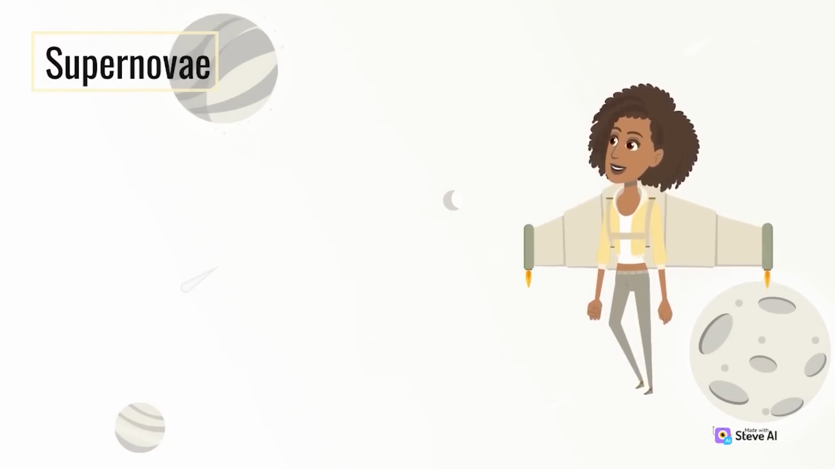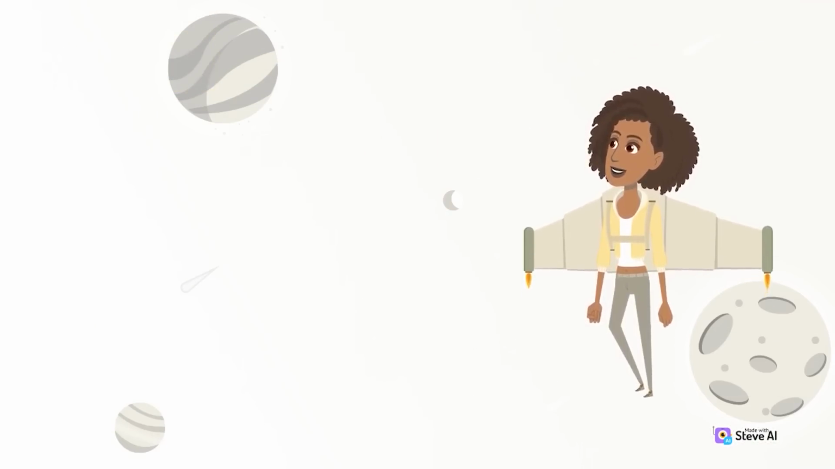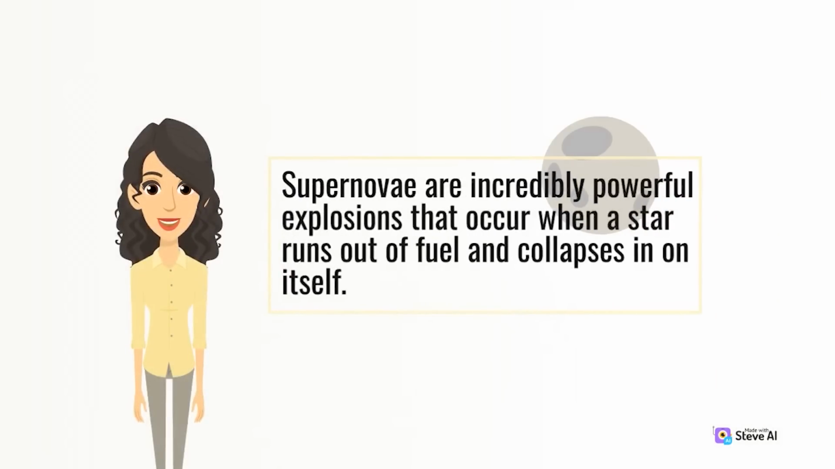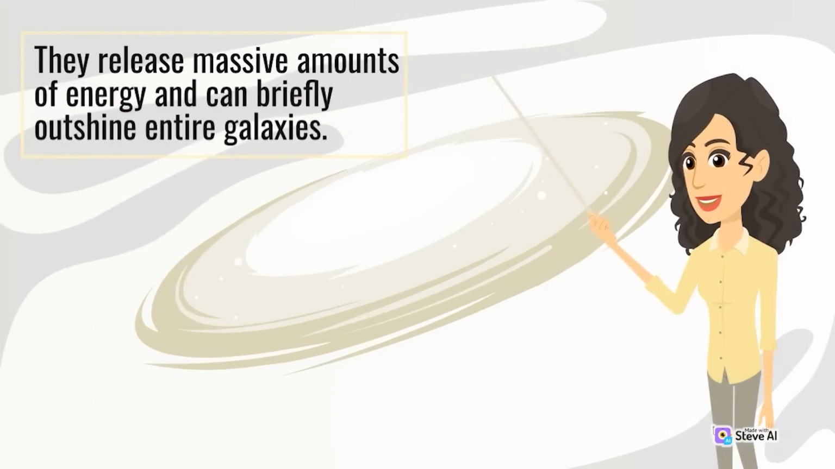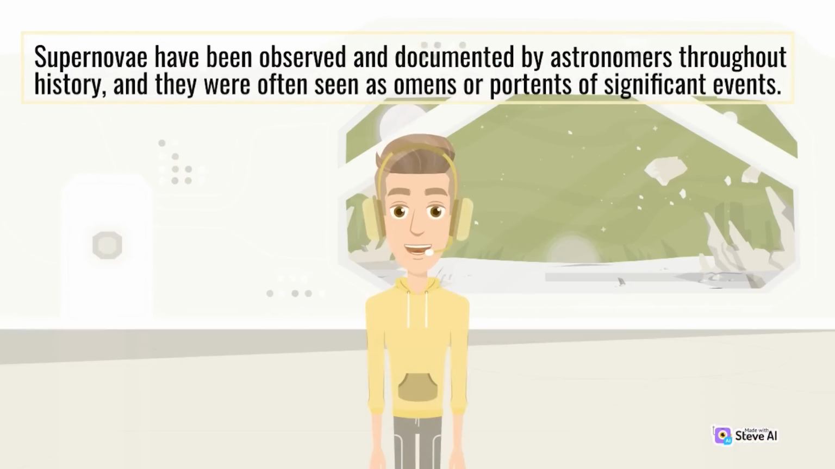Supernovae. Supernovae are incredibly powerful explosions that occur when a star runs out of fuel and collapses in on itself. They release massive amounts of energy and can briefly outshine entire galaxies. Supernovae have been observed and documented by astronomers throughout history, and they were often seen as omens or portents of significant events.